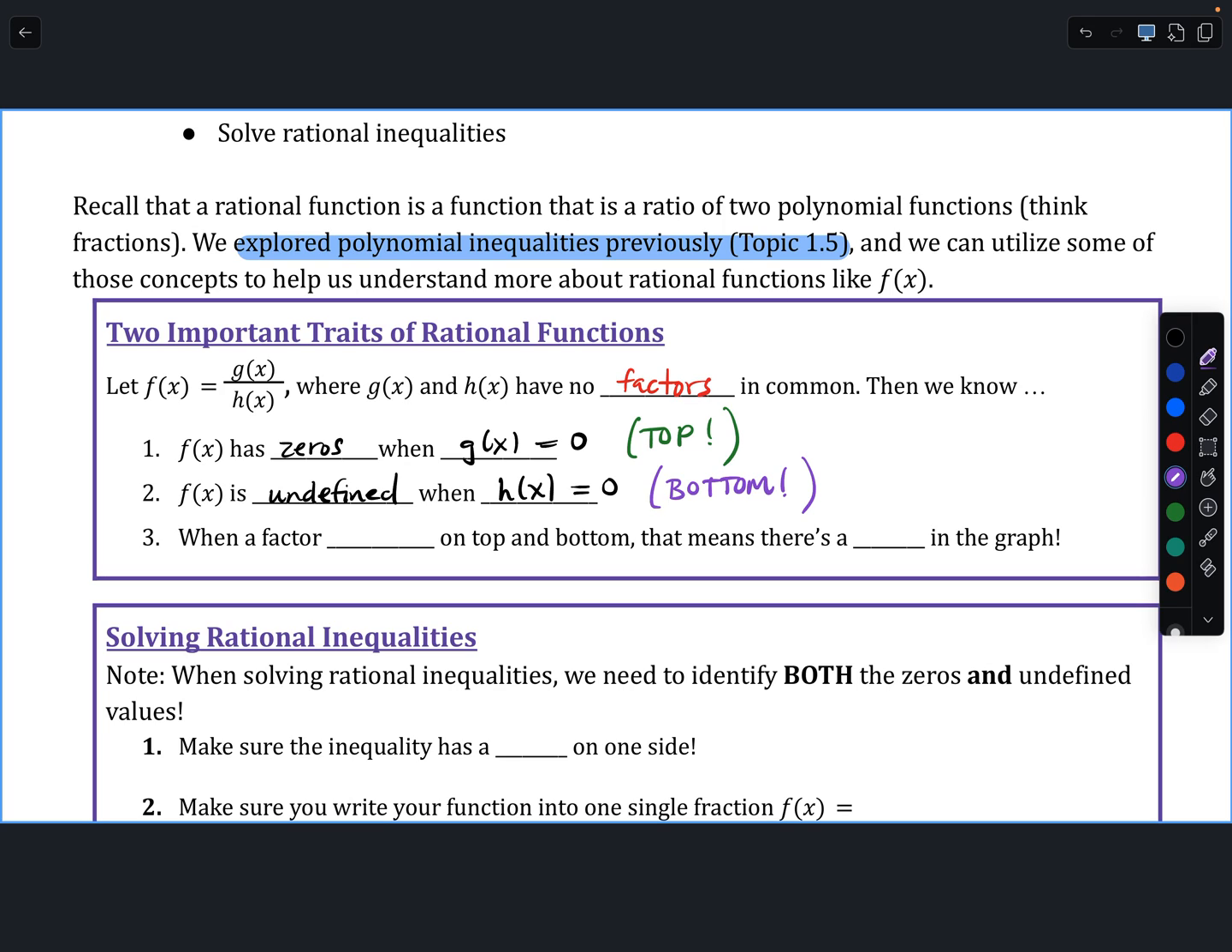Okay. And then something that's going to come up here in a couple sections, but I want you guys to remember this now. Whenever a factor cancels on top and bottom, do you guys remember what happens in the graph? There's a hole. Very good. That means there's a hole in the graph. Can you guys highlight that for me? When a factor cancels, that means that there's a hole in the graph.